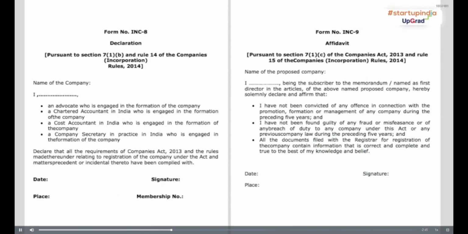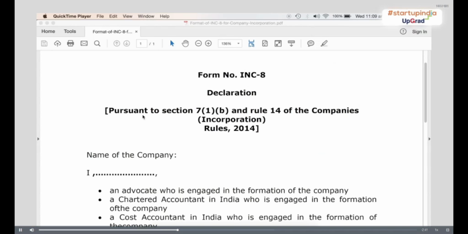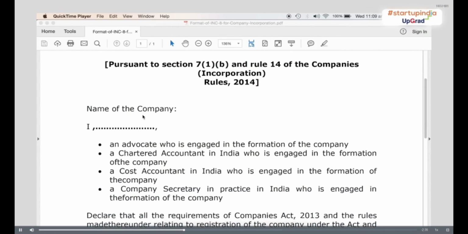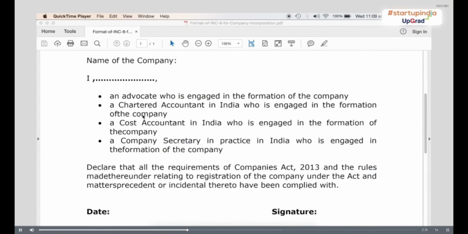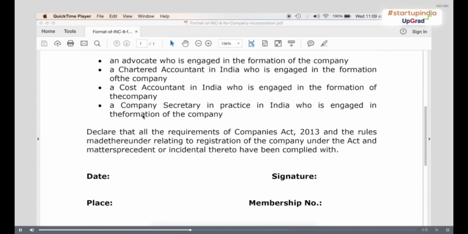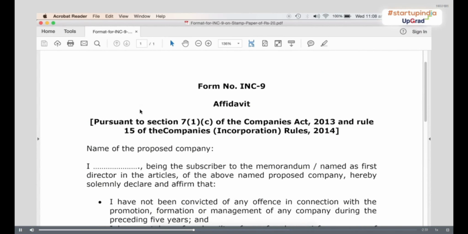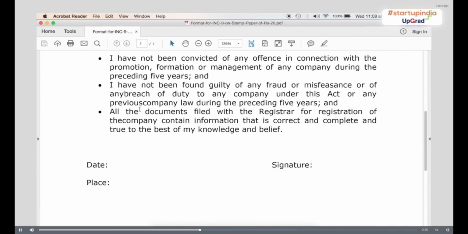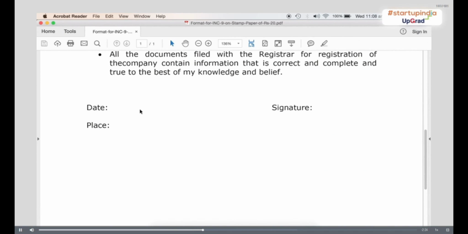Along with these, you would have to attach INC 8 and INC 9. INC 8 is a declaration by a practicing professional. This is a third-party form giving confirmation that everything has been compiled by a professional. Whereas INC 9 is an affidavit by the first directors and subscribers to MOA, which is the Memorandum of Association.